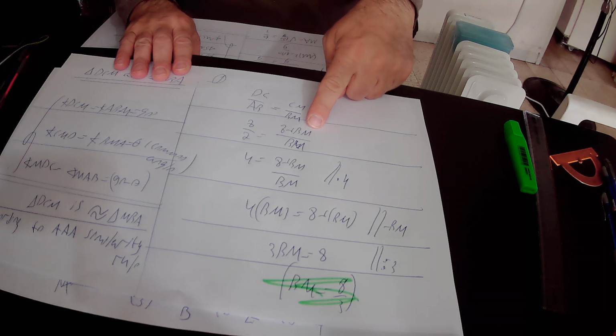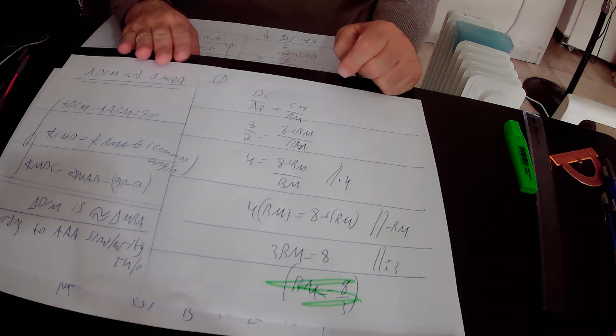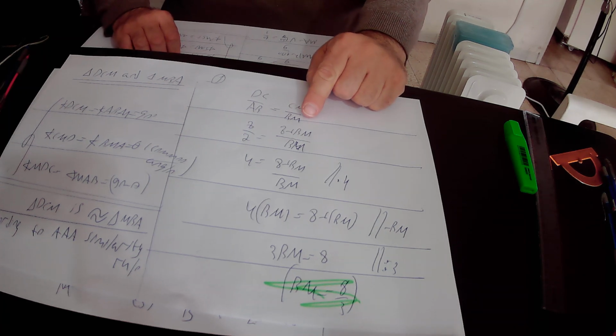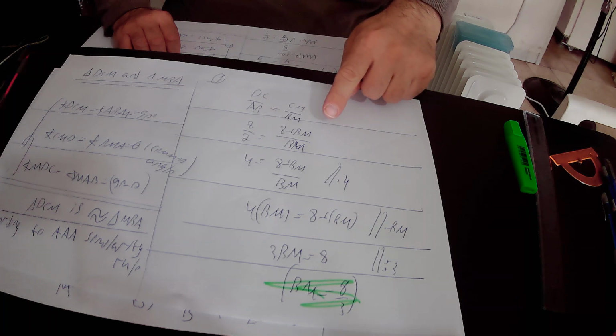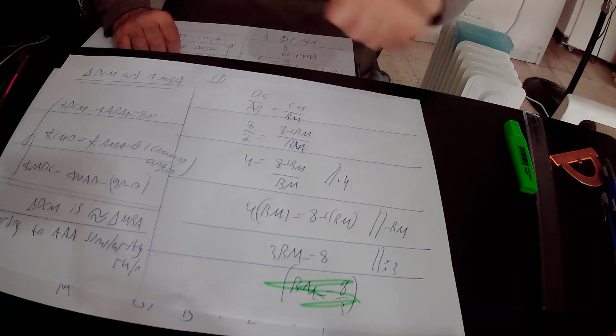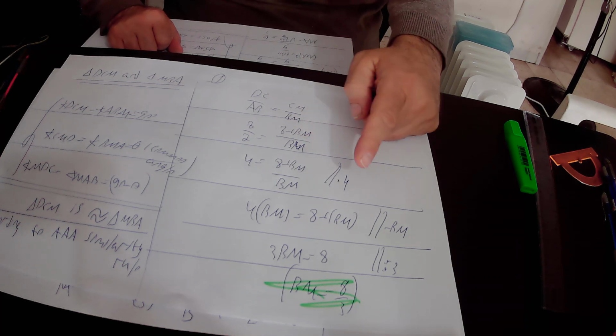CM equals (8 plus BM) over BM. So if we found out that 8 over 2 equals (8 plus BM) over BM, 8 over 2 is 4, so 4 equals (8 plus BM) over BM. Here we multiply this equation by BM, and finally we found out that 4 times BM equals 8 plus BM.